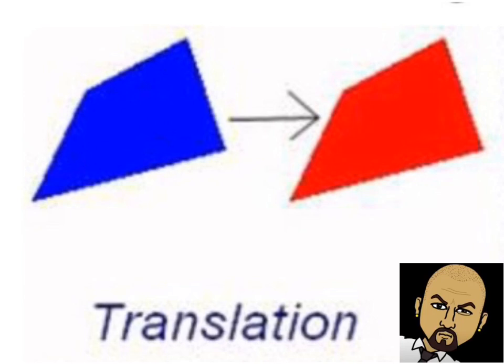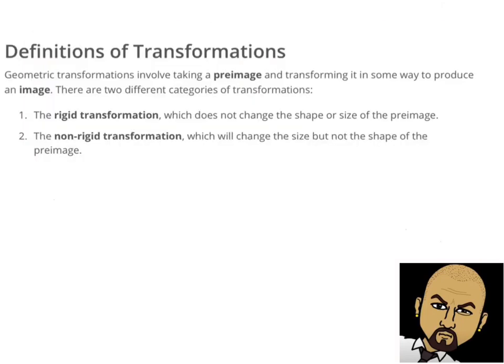a type of transformation. So what is a transformation? It's basically when you take a pre-image, which is your original, and you transform it to make an image, which is the copy. So we got the pre-image, the original, and the image, which is the copy. Now there are two types of transformation.